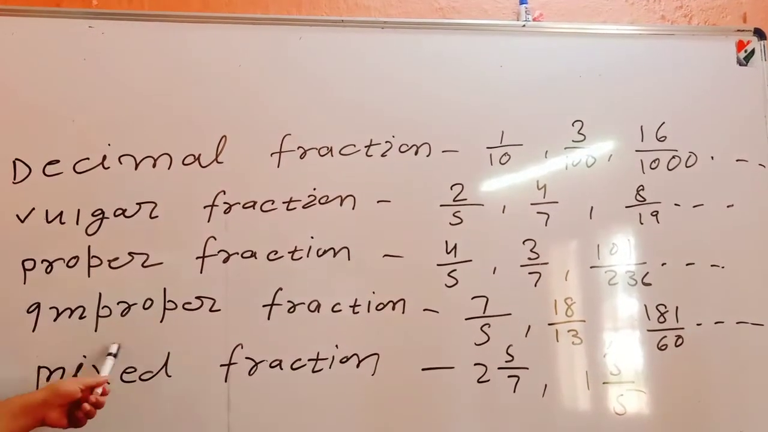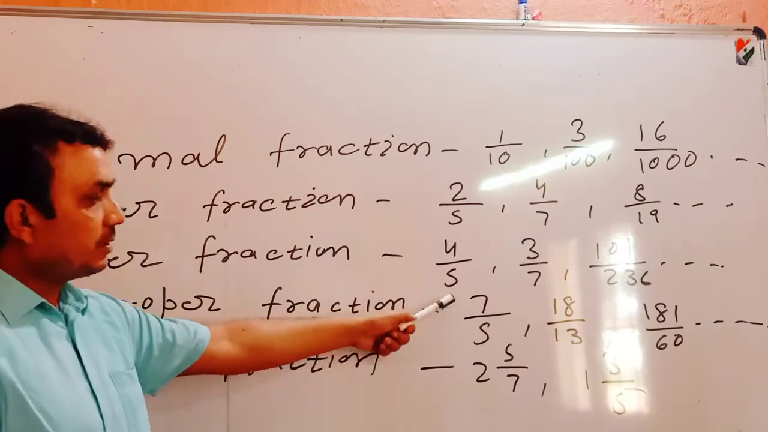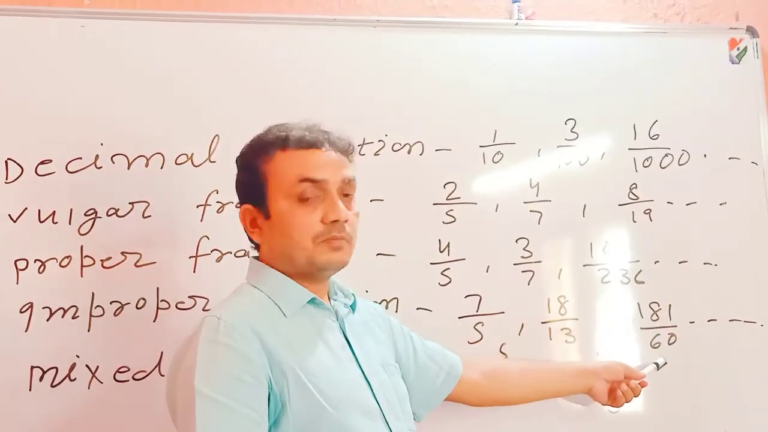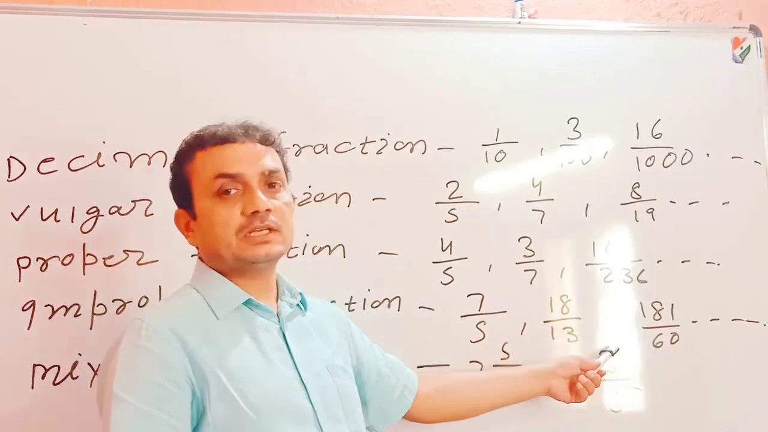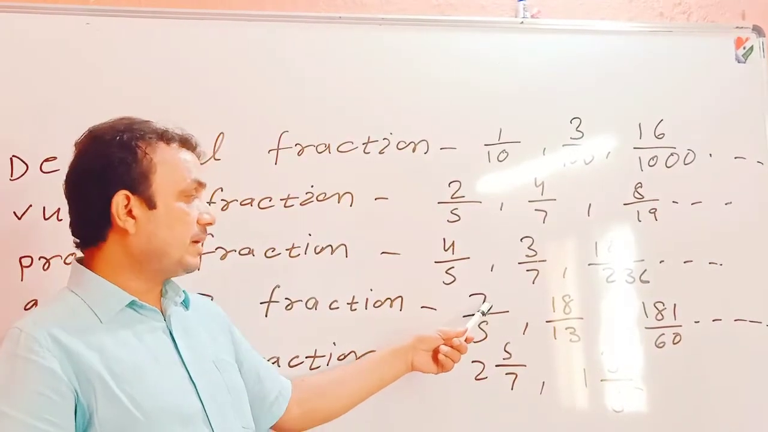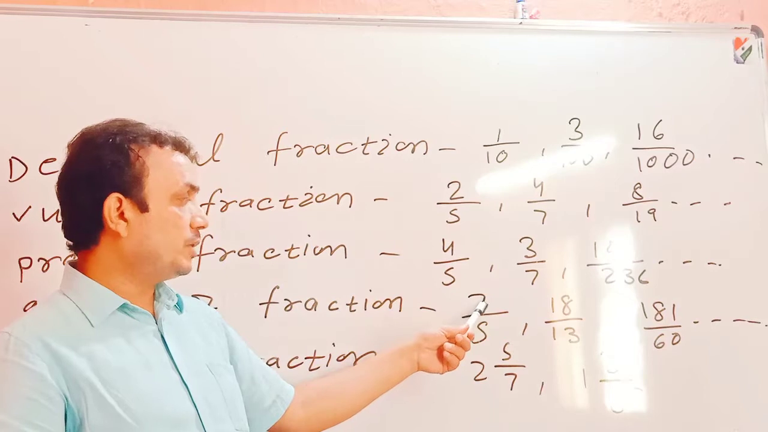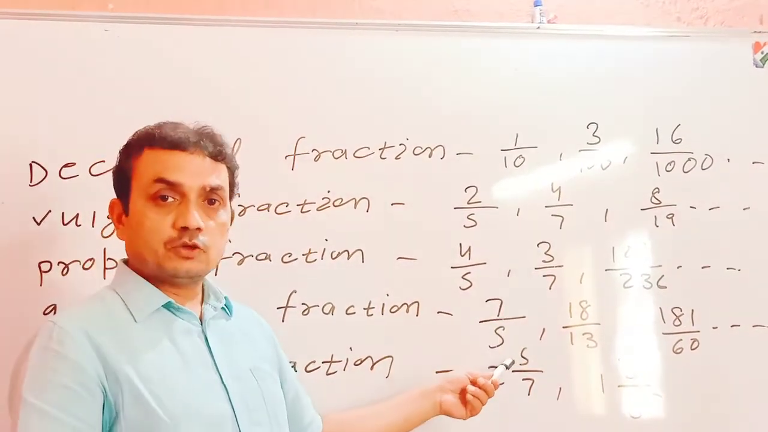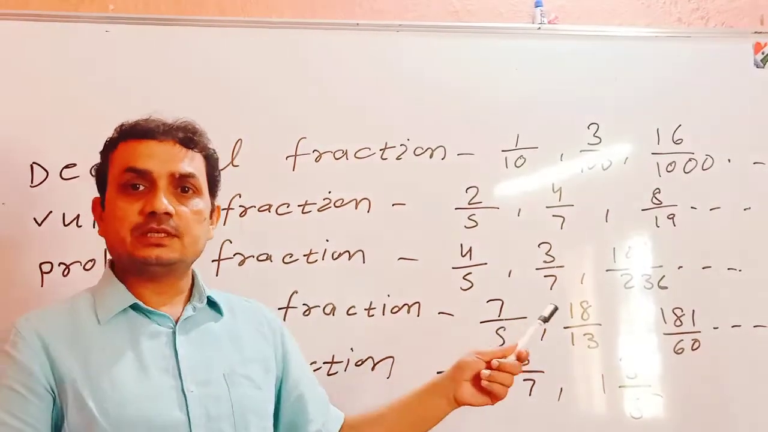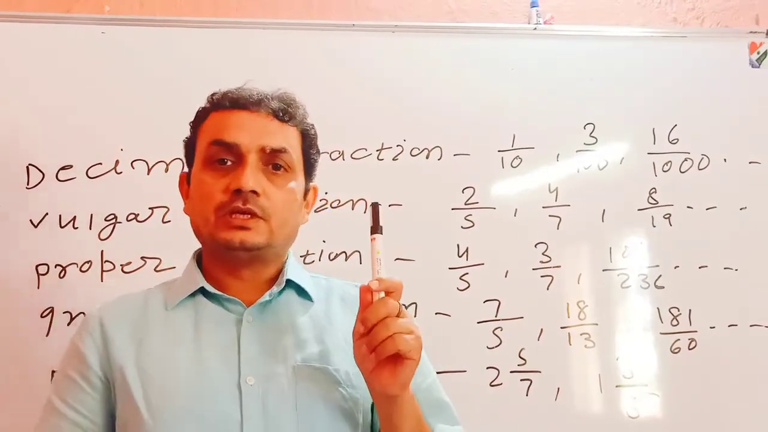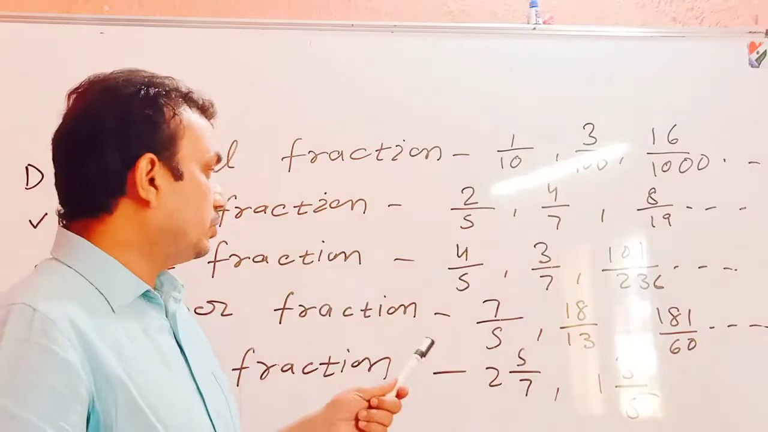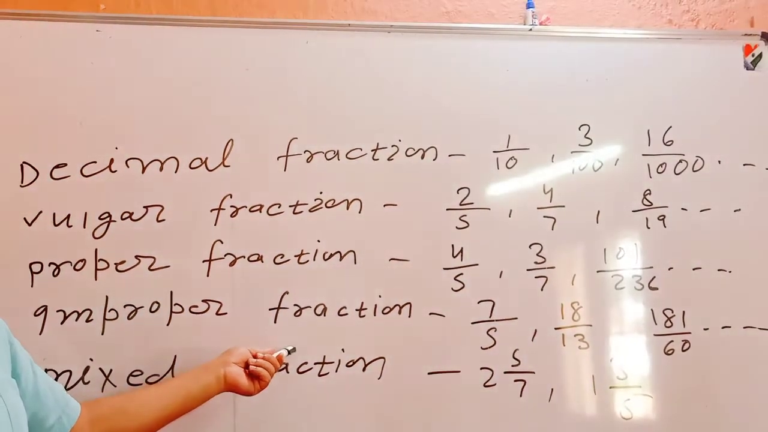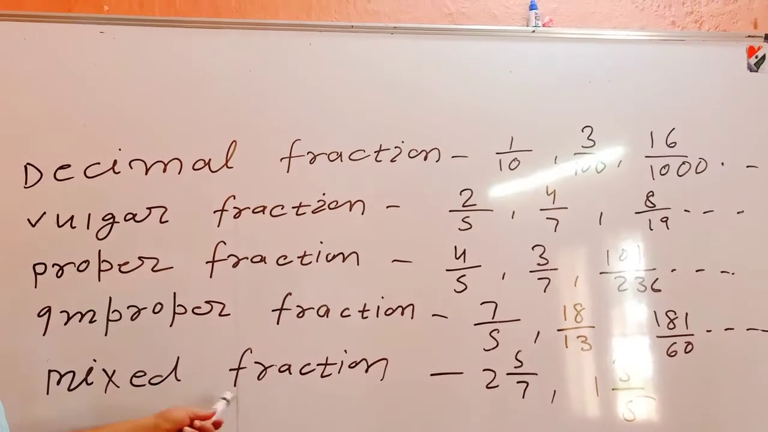And our improper fractions are 7 by 5, 18 by 13, 181 upon 60. In 7 by 5, 7 is the numerator and 5 is the denominator, and 7 is greater than the denominator. A fraction whose numerator is greater than the denominator is called an improper fraction. Clear? And our last is the mixed fraction.